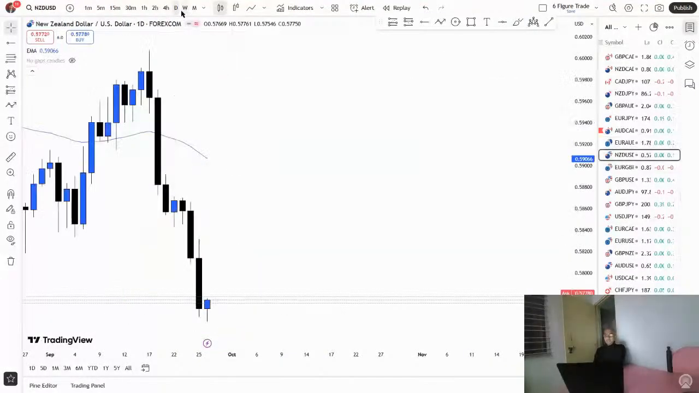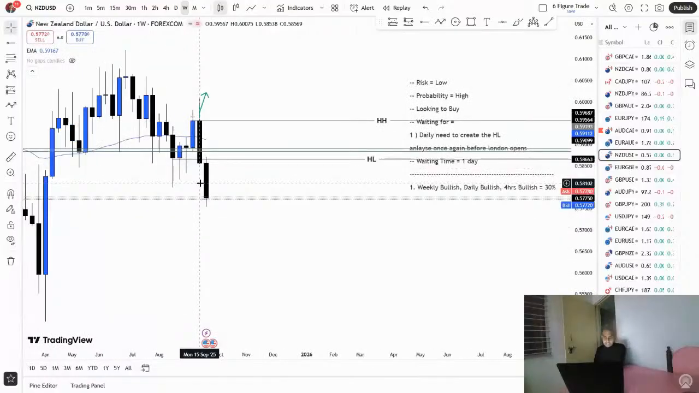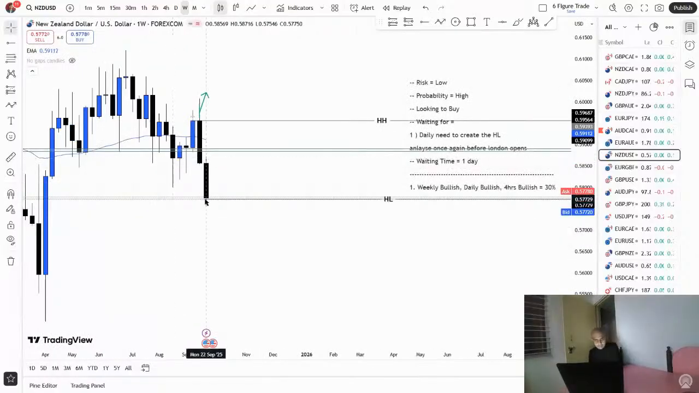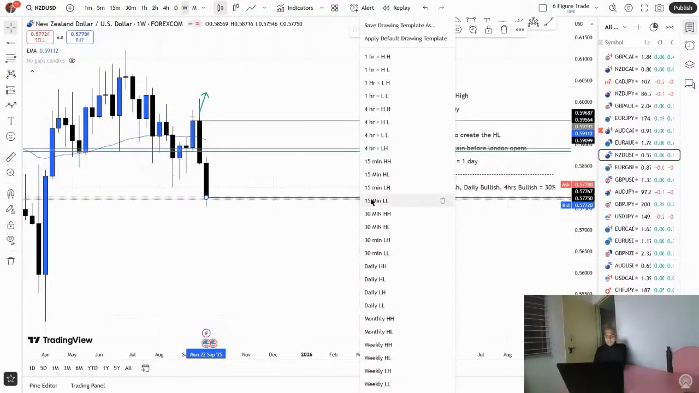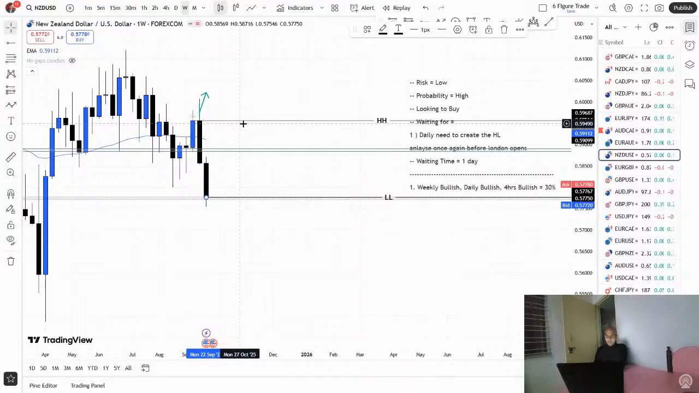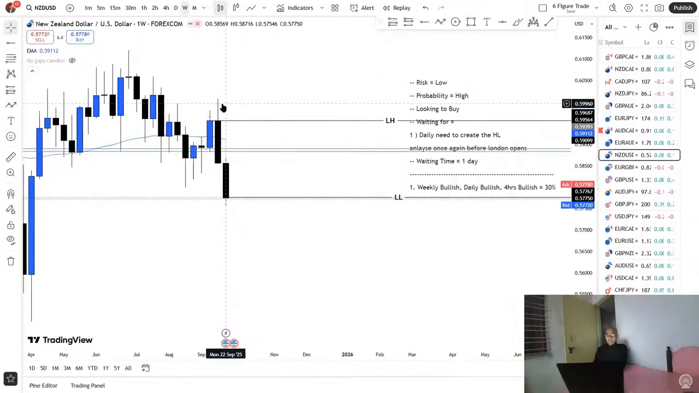NZDUSD, I'm good with the euro odd, okay? So NZDUSD. What are we waiting for here? The weekly is here-ish now. Weekly is lower low. The weekly is lower high, and I'm waiting for a certain retracement to this area and then push down. I am waiting for retracement to this area and then push down.